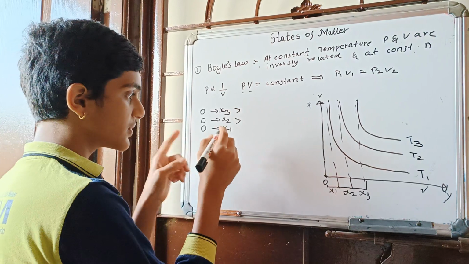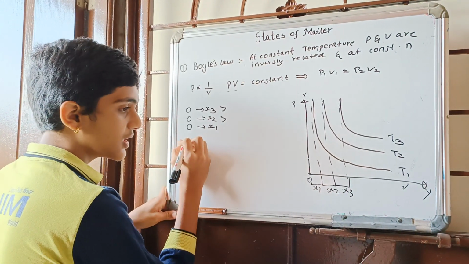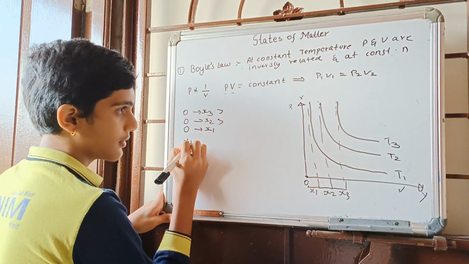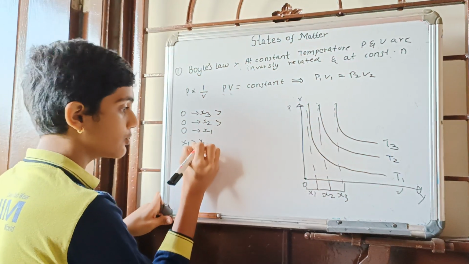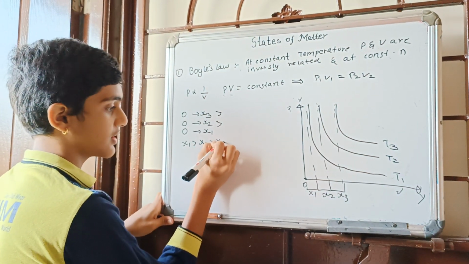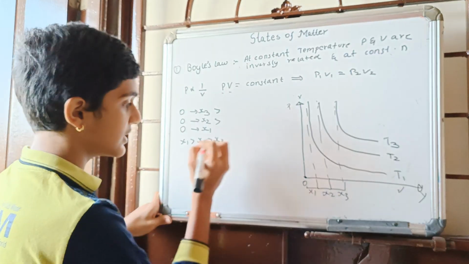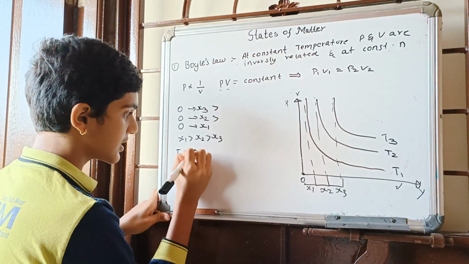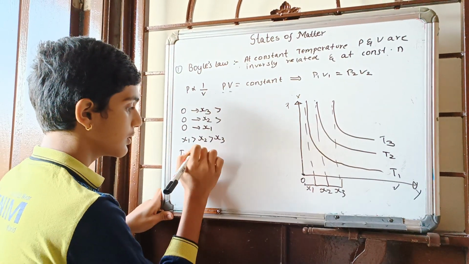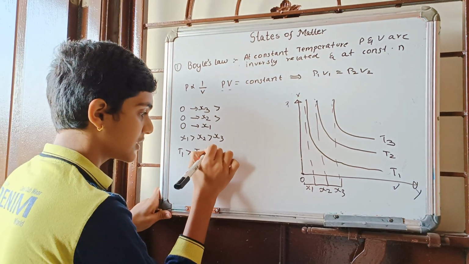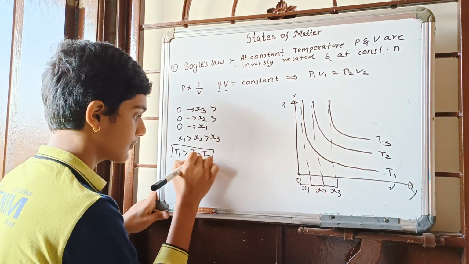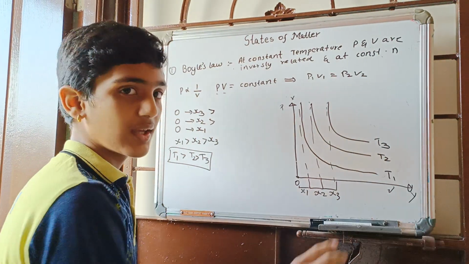Now from this we can say that x1 pressure is greater than x2 pressure is greater than x3. Now what is x1? x1 is for T1, so T1 is greater than T2 is greater than T3.